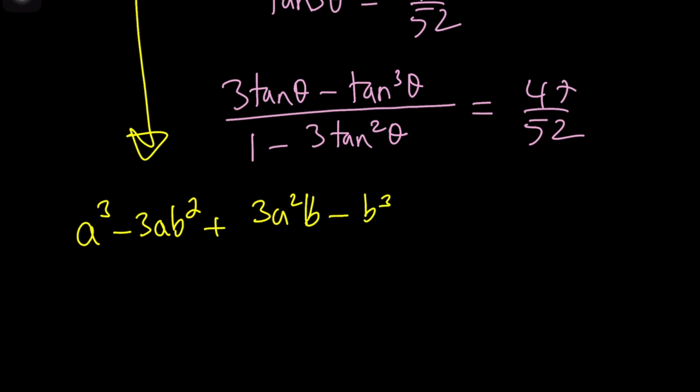So now we get something like this. Oops, my b is kind of crooked, so I have to fix it. And then this would be times i, and we want this to equal what?